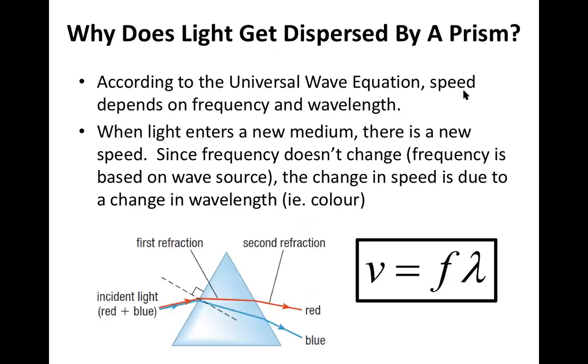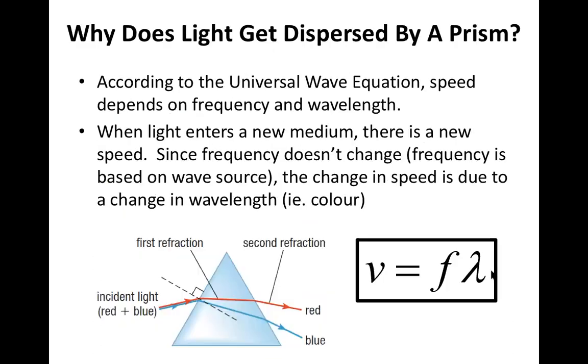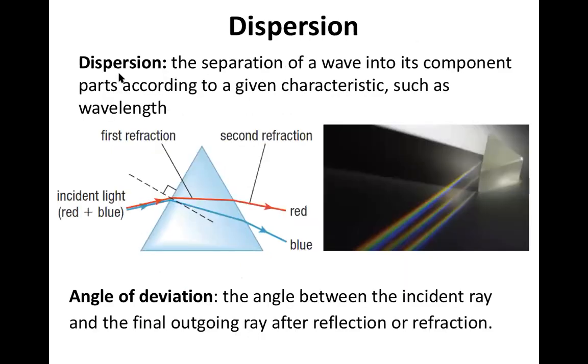According to the universal wave equation, speed depends on frequency and wavelength. When light enters a new medium, there is a new speed. So f is constant and there's a new speed. Since frequency doesn't change, the change in speed is due to a change in wavelength or color. So the formal definition is that dispersion is the separation of a wave into its component parts according to given characteristics such as wavelength.